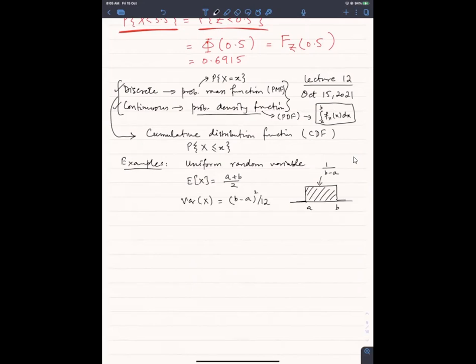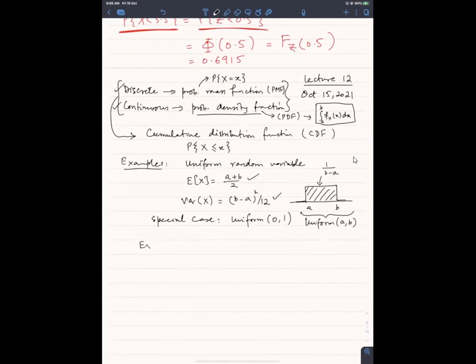And there is a special case, which was uniform over 0 and 1, which of course will have an expected value of 1 over 2 and a variance of 1 over 12. Put B equal to 1 and A equal to 0. This density function which is shown here is the generic uniform from A to B.